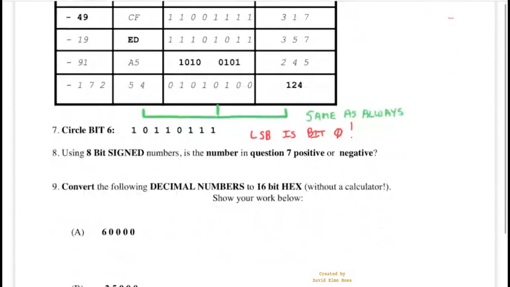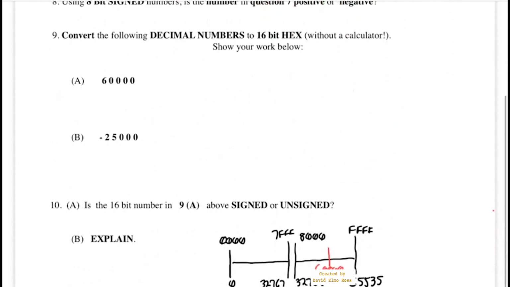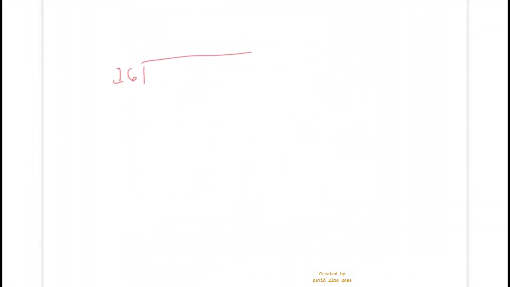Now we've got a couple things here to finish off. And it says convert the decimal numbers. Now you can do this on a calculator easy enough, I guess. But let me just show you how you would do this otherwise. So 60,000. So you would divide 16 into 60,000. So what you do is you divide it in, and so 16 goes into that 3, which is 48, which is going to be 12. Bring down the 0, 16.